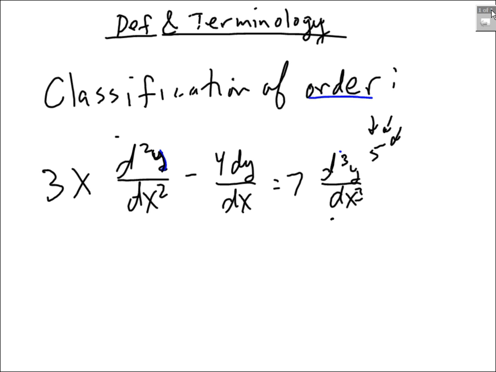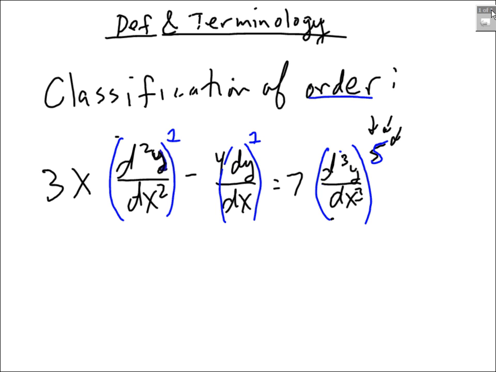This second derivative right here is being raised to the first power. This first order derivative is being raised to the first power. This third derivative is being raised to the fifth power. This is not linear because that's not 1. If there were no exponent here, just like there wasn't one here or here, it's understood to be 1, and then it would be linear.